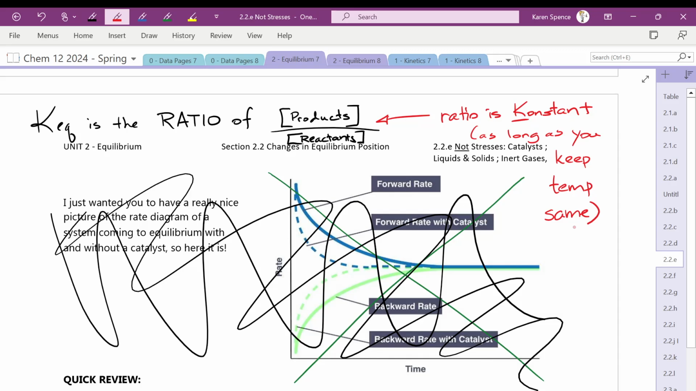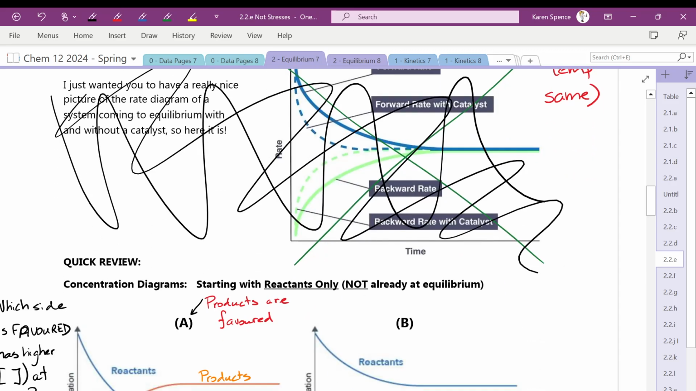So it doesn't matter what you do to a system. You can throw extra concentration in there. You can squish it and change the pressure. You can do all those things. The ratio of products to reactants will stay the same unless you change the temperature, in which case the K value will actually change. Okay? You can throw a catalyst in there. The K value stays the same. That ratio of products to reactants stays the same.